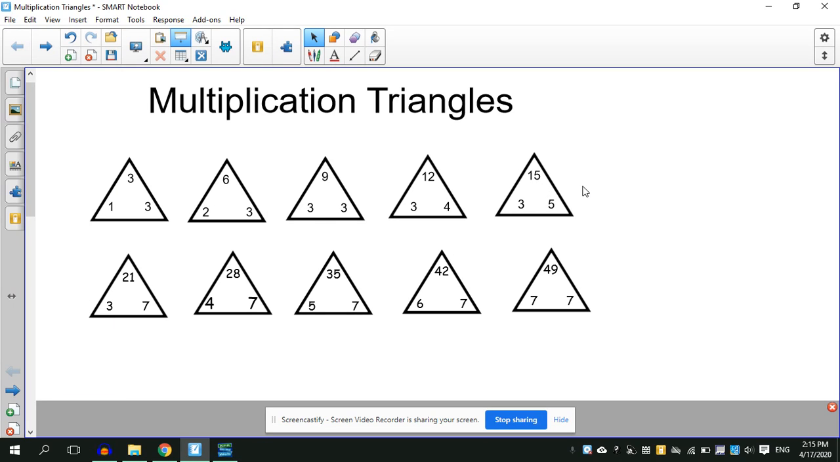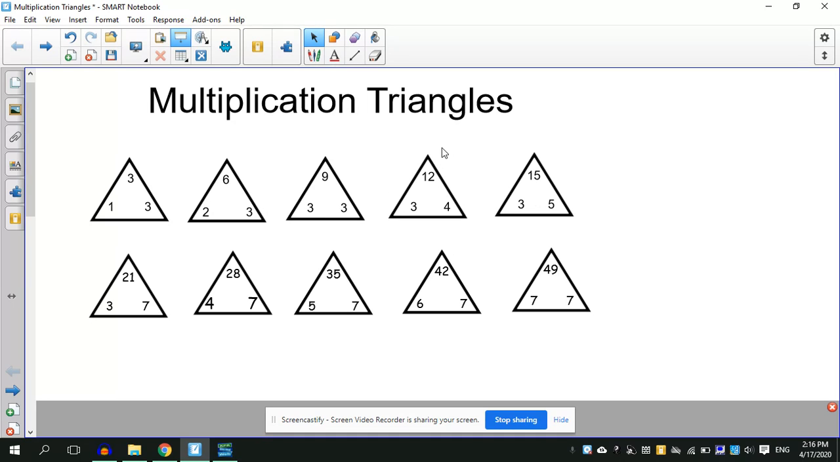The great thing about multiplication triangles is it makes multiplication and division a breeze because the numbers in the entire triangle represent our products at the top, but if we go down, we can also divide very easily. For example, 12 divided by 3 is 4, 12 divided by 4 is 3, 15 divided by 3 is 5, and 15 divided by 5 is 3.